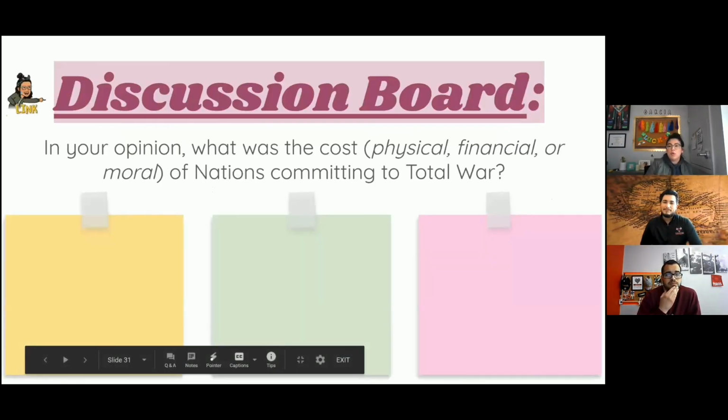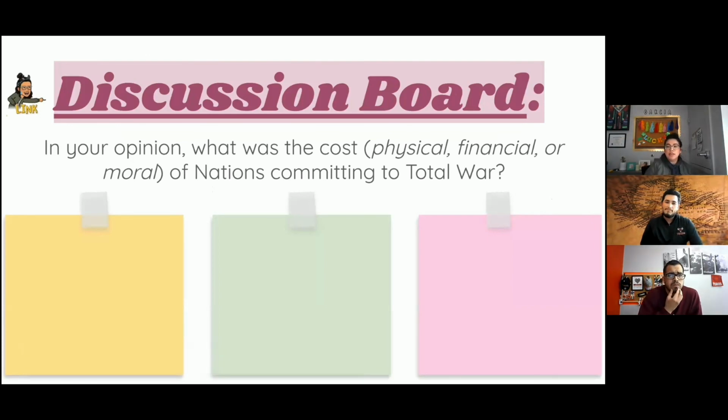So the last thing that we're going to do is collaboratively work together to demonstrate our understanding, and we're going to do that on a discussion board. But before we get to the discussion board, we're going to cover some ideas and collaboratively identify what some of these things mean. The question for the discussion board is, in your opinion, what was the cost, physical, financial, moral, of the nations committing to total war? In just a second, we're going to identify what those things mean and what examples we can find within our lecture today.